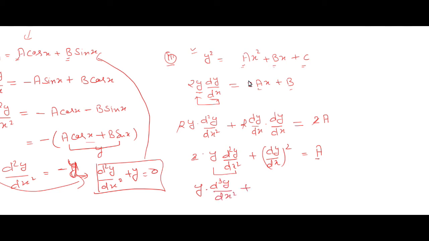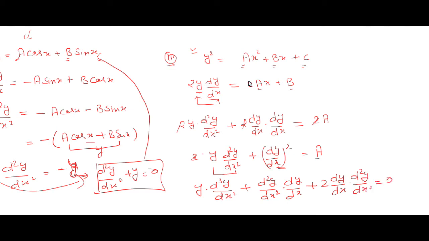So you will get y into differentiation of the second function, plus second function into differentiation of the first, and plus differentiation of this term, you will get 2 dy by dx and again differentiation of dy by dx, so you will get d2y by dx square, and this will be equal to 0.